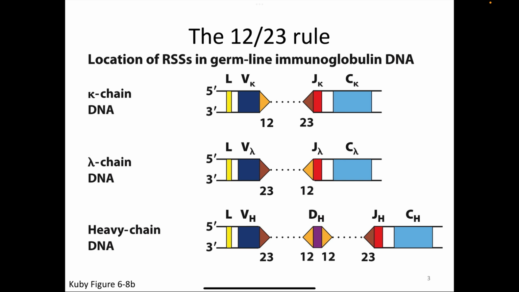There are two kinds. They differ in the length of the spacer in between two conserved sequences. So one has a 23 base pair spacer, one has a 12 base pair spacer. You can see they're drawn here as either brown or yellow. And we talked about the 12-23 rule, that you can only join together two segments that have a 12 with a 23. You can't put together two 12s, you can't put together two 23s.